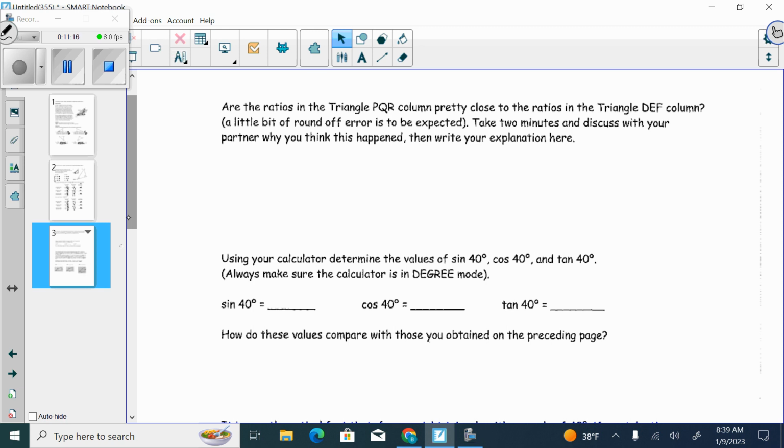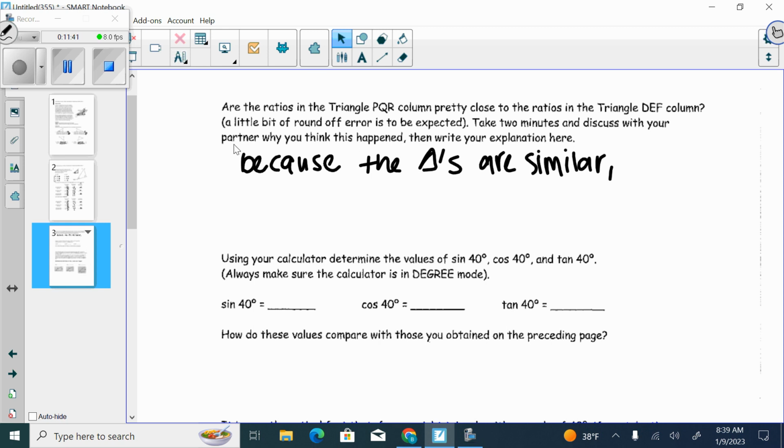So these must be similar triangles because the angles are congruent and the sides seem to be proportional, right? We got those same ratios. Good. Okay, so we can say this is because the triangles are similar, that their ratios are the same.